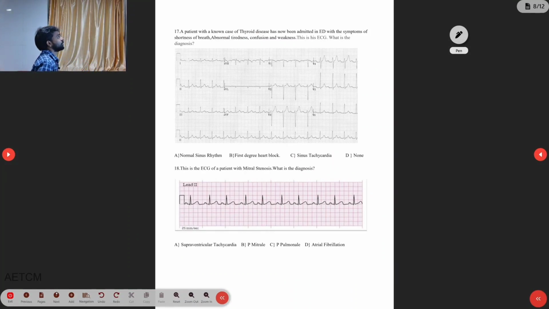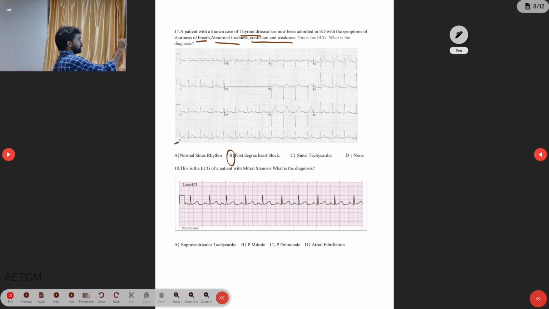Then the 17th question: a patient with a known case of thyroid disease has now been admitted in ED with symptoms of shortness of breath, abnormal tiredness, confusion and weakness. This is his ECG. What is the diagnosis? Option A is normal sinus rhythm, option B is first degree heart block, option C is sinus tachycardia, option D is none. The 17th answer is first degree heart block.